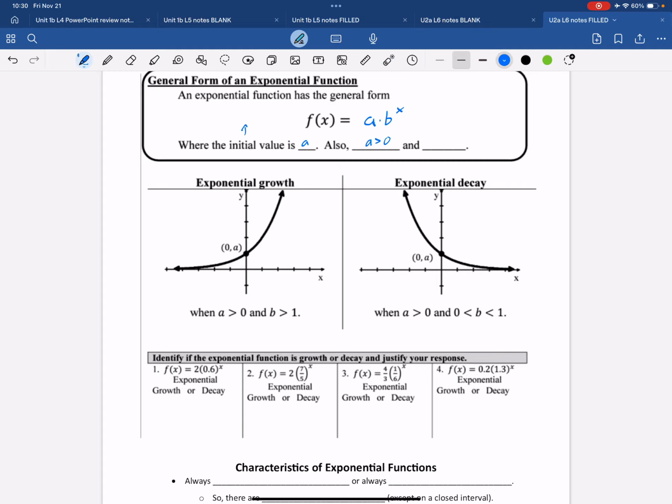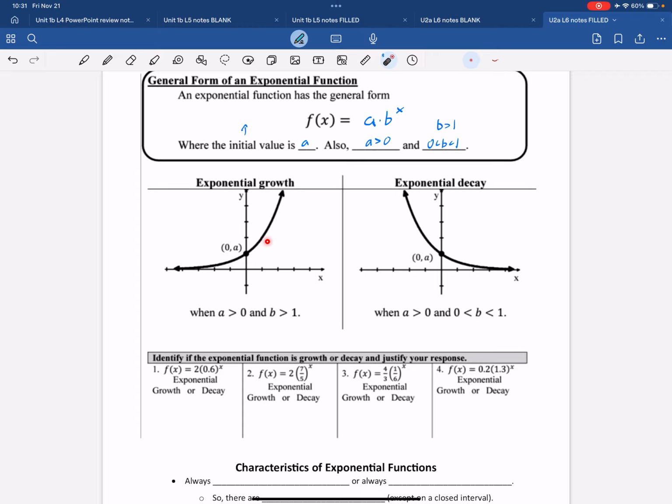And the b value, there's really two cases. b can be greater than 1 or b can be between 0 and 1. There are different cases, but the key thing here is that b can't be negative. If b was a negative number and we're raising it to an exponent, it's going to jump back and forth between positive and negative, so it won't even produce a continuous function.